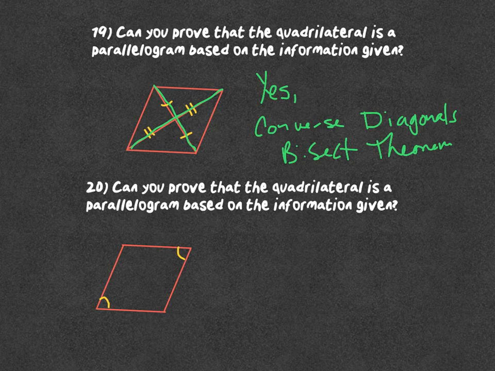In the next example here, we have one pair of opposite angles congruent right here, but we don't know anything about the other set of angles. So in this one, we would say no, because we don't have information about the other pair of angles.